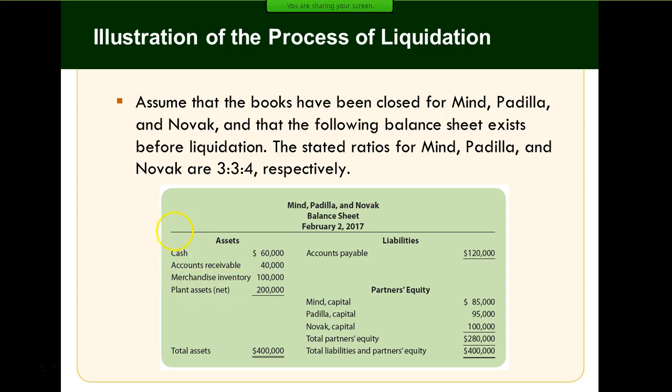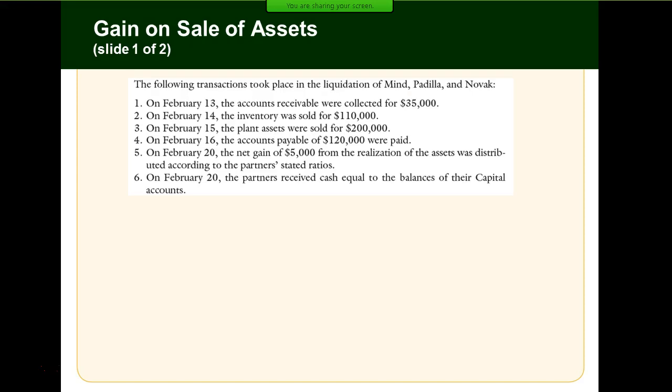Or that's how the ratios are shared. So as you see here, we've got the various assets of $400,000, liabilities of $120,000, and the equity accounts of $85,000, $95,000, and $100,000. So let's see how this is going to be liquidated. The following transactions take place.